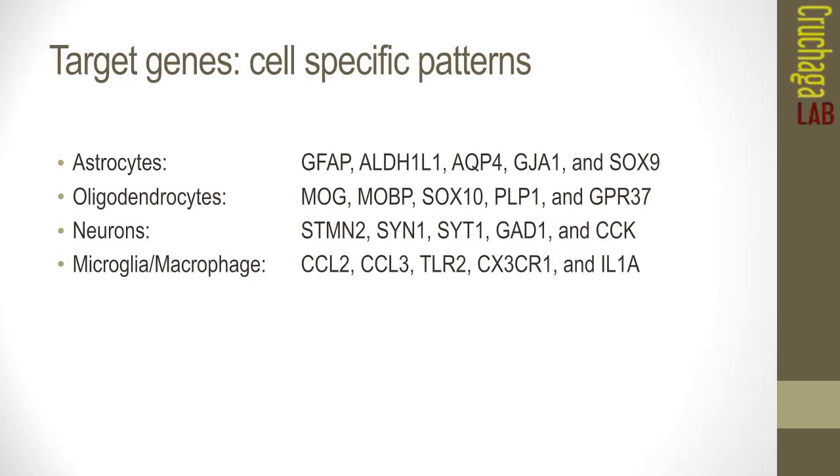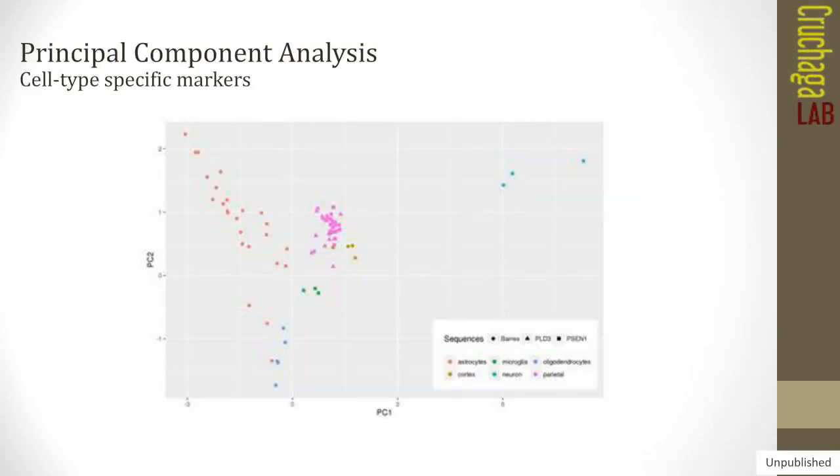So we chose at least five different genes for each of the cells. We want to come up with a very robust panel of genes or transcripts that would tag the different cell types. So for example, we picked GFAP and SOX9 for astrocytes. For neurons, we picked CCK and GAD1, and so on and so forth. So we repeated this principal component analysis, but just using these 25 genes, and the results are completely different.